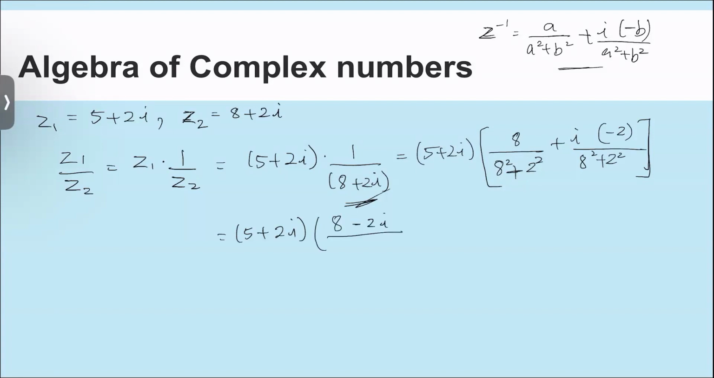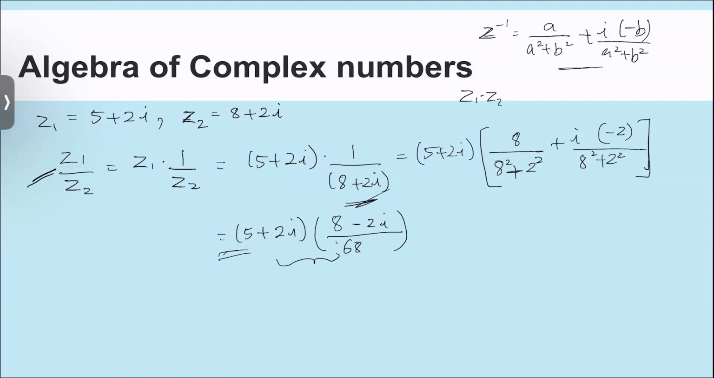So this is 64 plus 4, so you get 68. Now you do the multiplication between these two. So it was easy to convert the division into a multiplication. Now we can use the similar form as we had found.